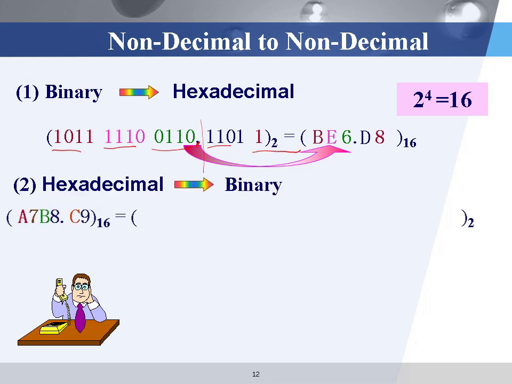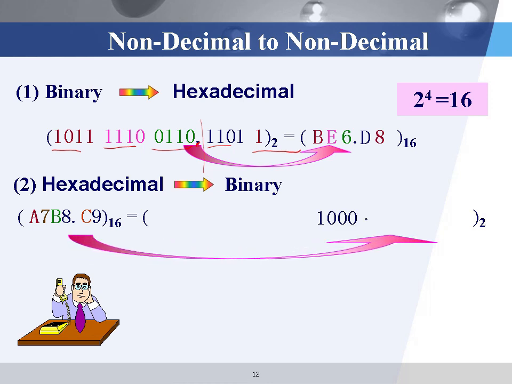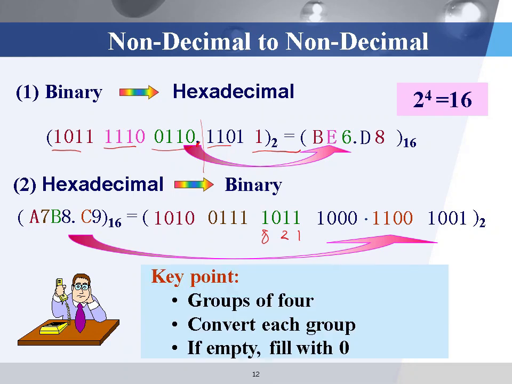From hexadecimal to binary, each digit in hexadecimal represents 4 binary digits. So 8 is 1000. B is 1011. 7 will be 0111. A will be 1010. For the fractional part, C will be 1100, and 9 will be 1001. So this will be the binary number for this hexadecimal number. The difference is that each group will have 4 binary digits.